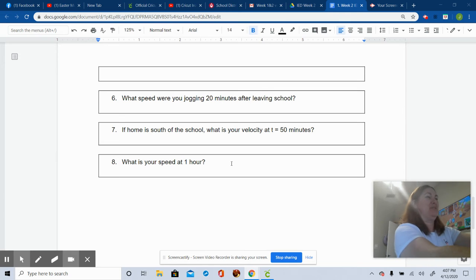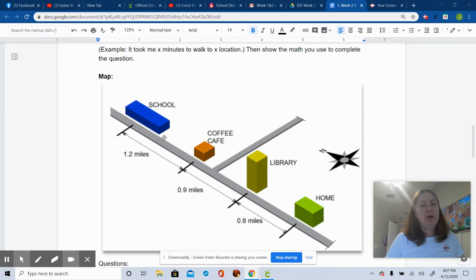Number 6, okay, here comes the hard one. Number 6, what speed were you jogging 20 minutes after leaving school? So 20 minutes after leaving school, where's the next place you went? You went to the library. Doesn't matter that it's 20 minutes because your speed stays the same. So you get to the library in 35 minutes, right? And the distance to the library was 1.2 plus 0.9, so 2.1 miles.